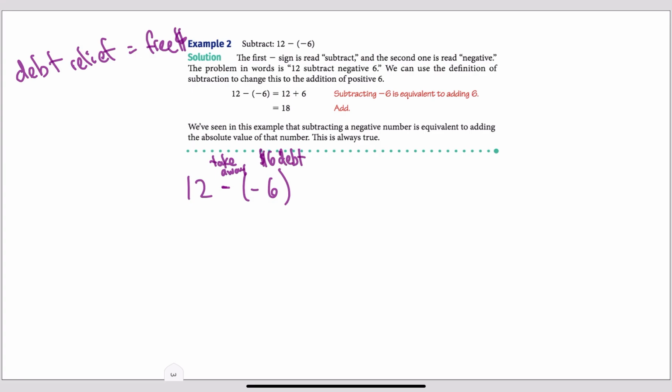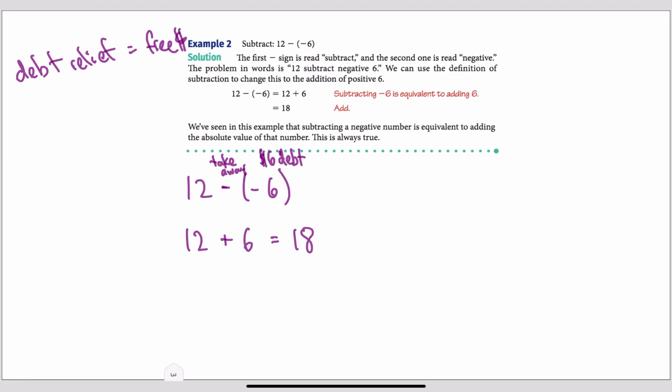And so instead of 12 minus negative 6, a really useful way to think about this is adding. So instead of subtracting, I'm going to add the opposite. What's the opposite of negative 6? Positive 6. So instead of taking away a negative, you can think of that as adding a positive. And then that's much easier to do. So 12 plus 6 is 18, and that's much easier for me to get my head around conceptually than taking away a negative or taking away debt, even though we know it should get to the same result.